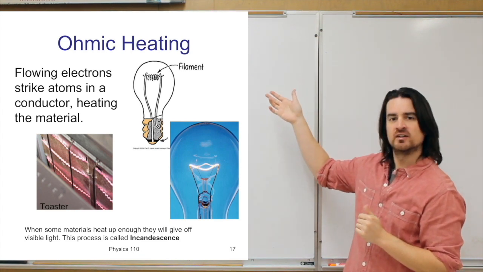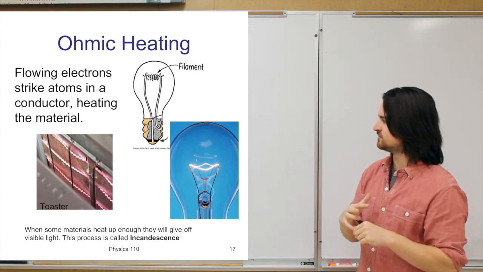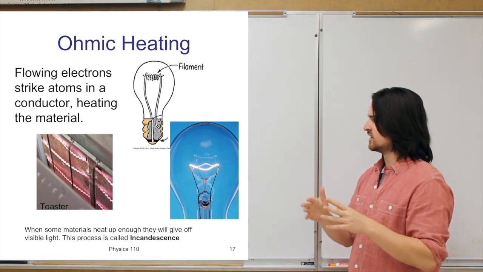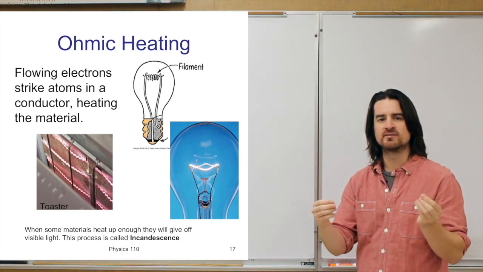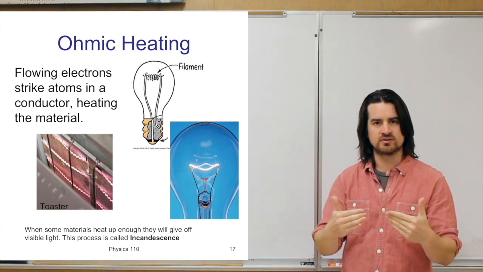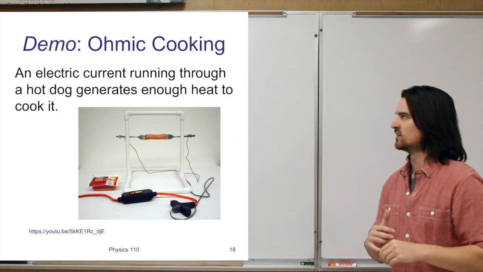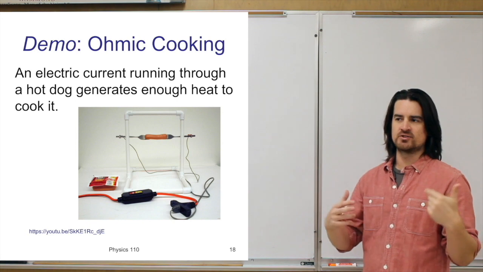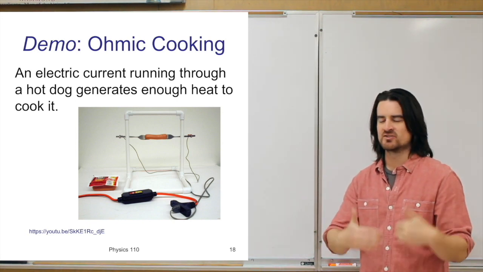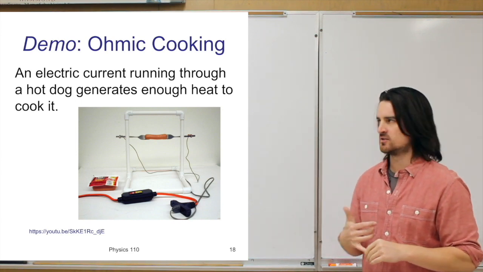So we get things like the filament in a light bulb heating up enough that it starts to glow. You get visible light. You can have things like a toaster, where the electrons are heating up the metal enough that it glows and gives off visible light, and also infrared light that cooks your toast. It's called ohmic heating, because the ohm is the unit of resistance. So ohmic is like resistive heating, essentially using current to heat things.